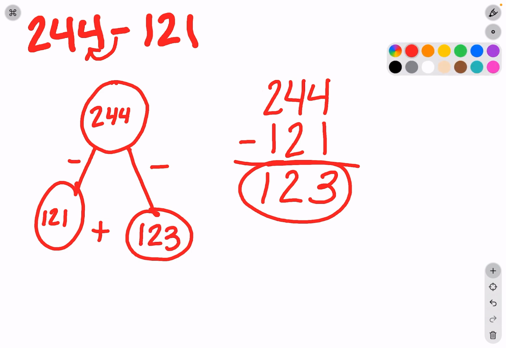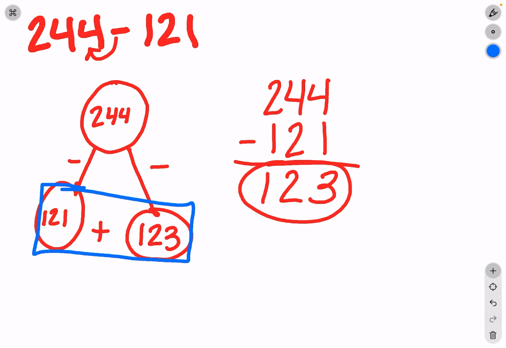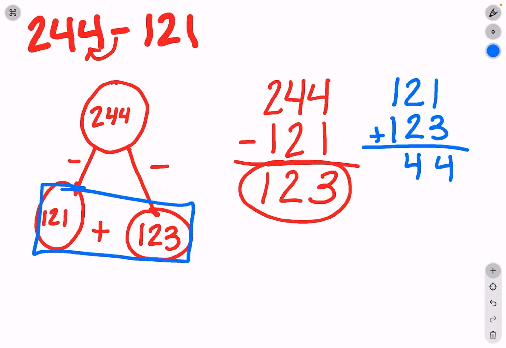Now I need to check my parts. So I'm going to add my two parts to see if that is correct. So I'm going to add 121 plus 123. 1 plus 3 is 4. 2 plus 2 is 4. 1 plus 1 is 2. I got my total, so that means that my answer is correct.